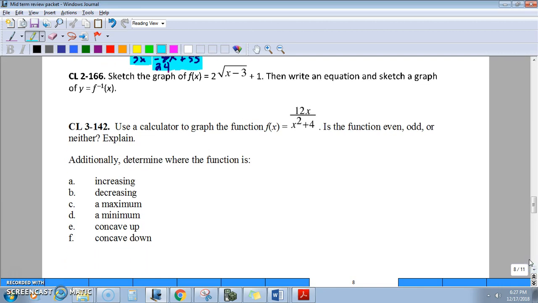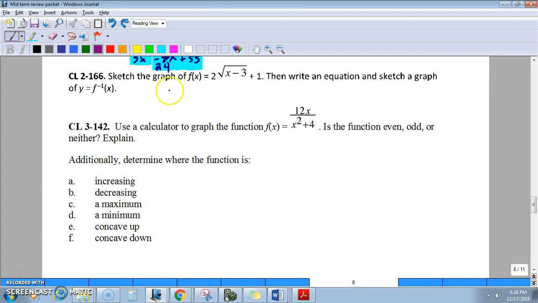Okay, sketching functions. We're almost at the end of this one. Sketch a graph of the function 2 times the square root of x minus 3 plus 1, okay? First of all, sketch a graph of it, put it in your calculator. I don't think you have to do that by hand on the test. And then it says sketch a graph of the inverse of that.